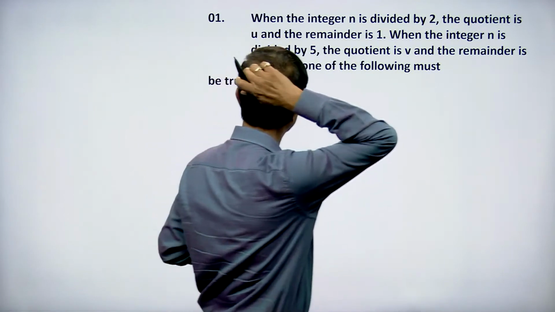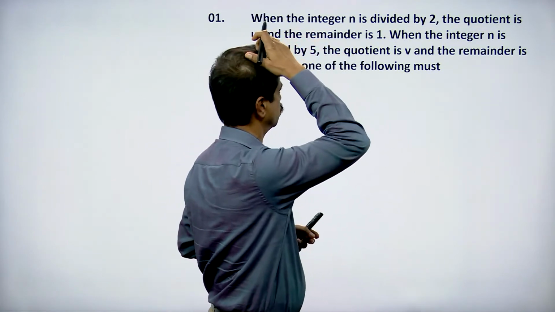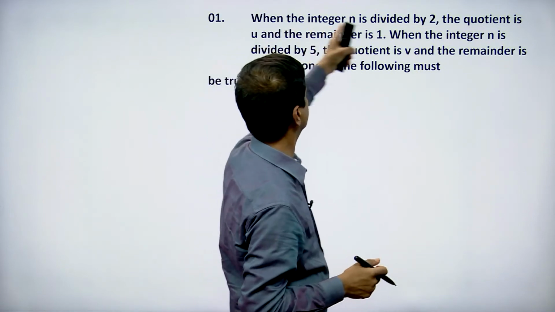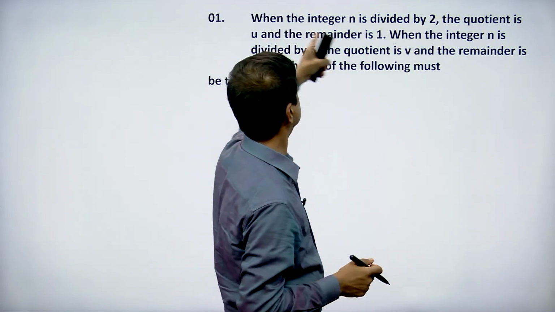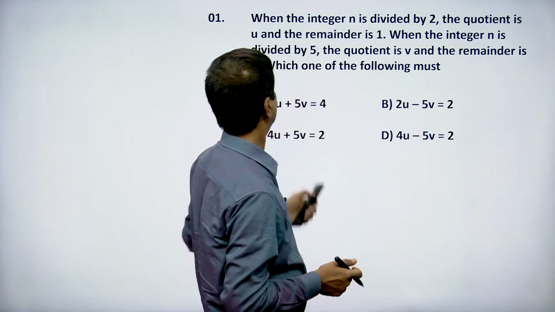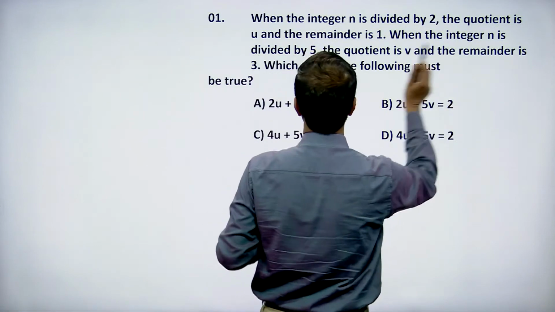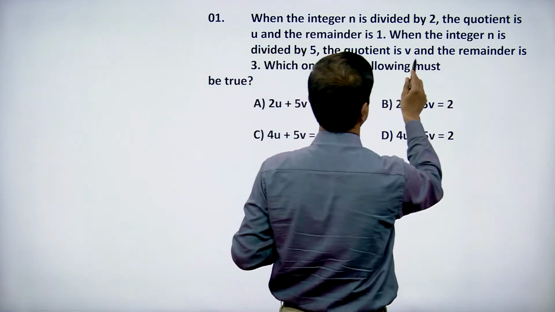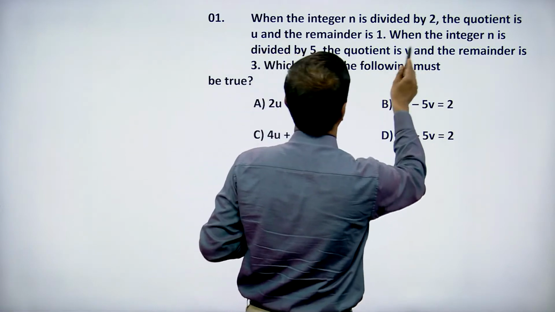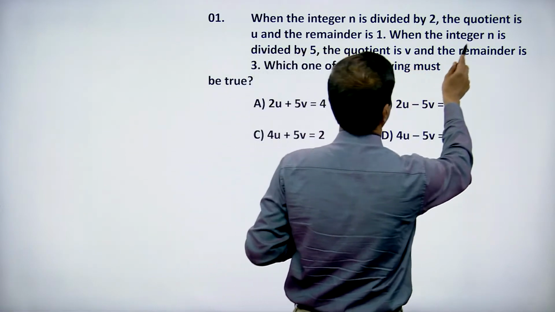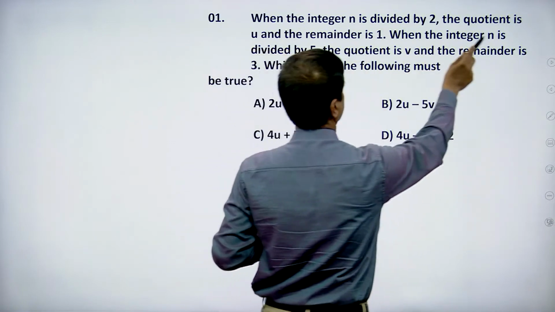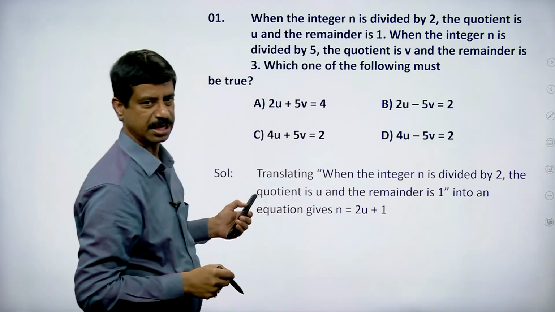So, if you look at this, when the integer n is divided by 2 and the quotient is u, then u into 2 plus remainder 1 will give you the number n. When the integer n is divided by 5, its quotient is v and the remainder is 3. That means 5 into v plus 3 equal to n. That is the second equation.